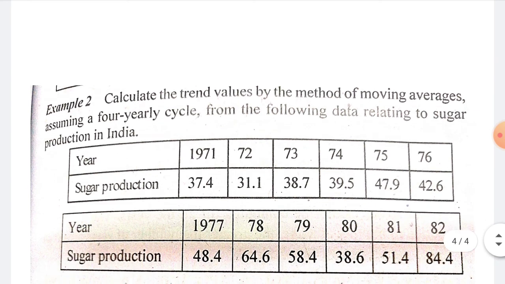For this we have to find the 4-yearly moving average. We have to use the 4-yearly moving average to find the trend value. For this we write 1971 to 1982, for which they have given the values. That is sugar production, that is your Y value. Next we add 4 years' values. So 4 years means 37.4, 30 plus 1, 31.1 plus 38.7 plus 39.5. Like this you add 4 years, and then you find the 2-period moving total by adding two values. In the final column you divide by 8 and we get the 4-yearly moving average trend value.